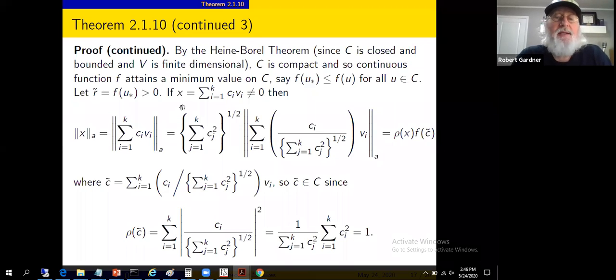Now we're going to take x, an arbitrary vector other than the 0 vector. So we're going to do some division down here. Then, if you look at the A norm of x, here's x. That'd be the A norm of this thing here. How do you calculate A norms? Not just yet. Let's rewrite this in this weird, funky way. Let's divide each of those scalars, c sub i, by this constant here: the square root of the sum from j equals 1 to k of c sub j squared.